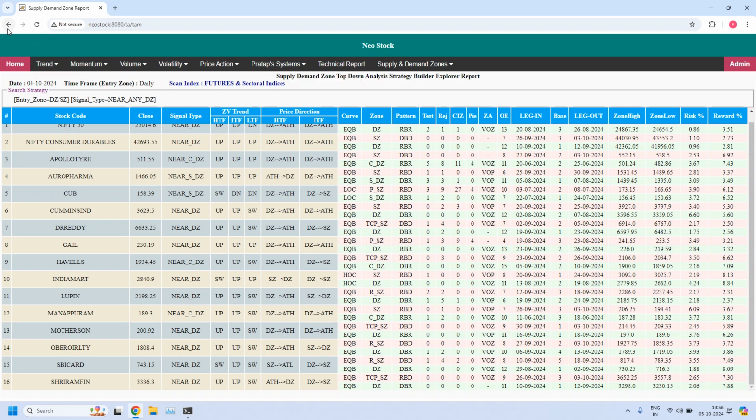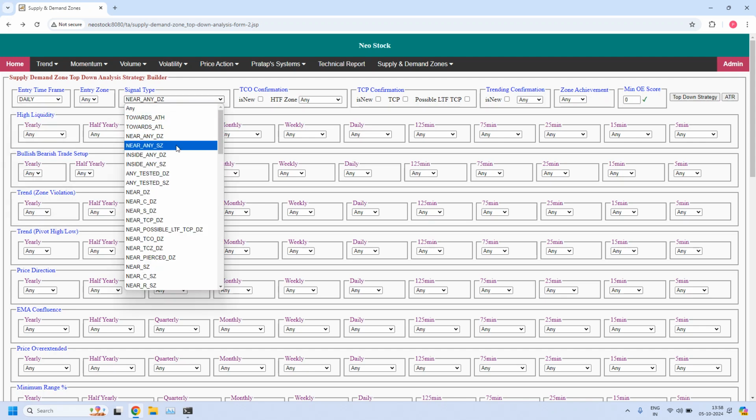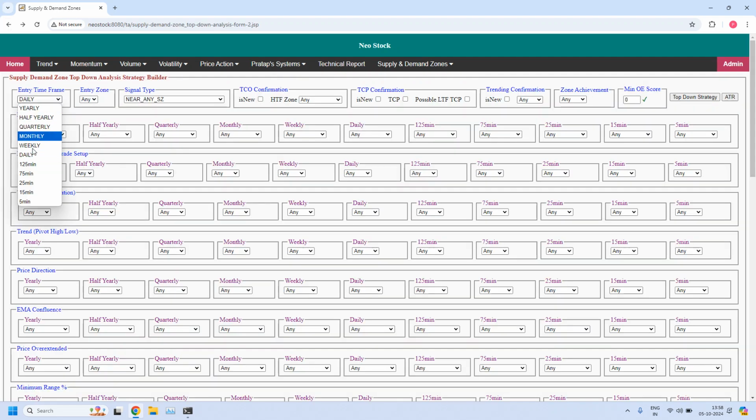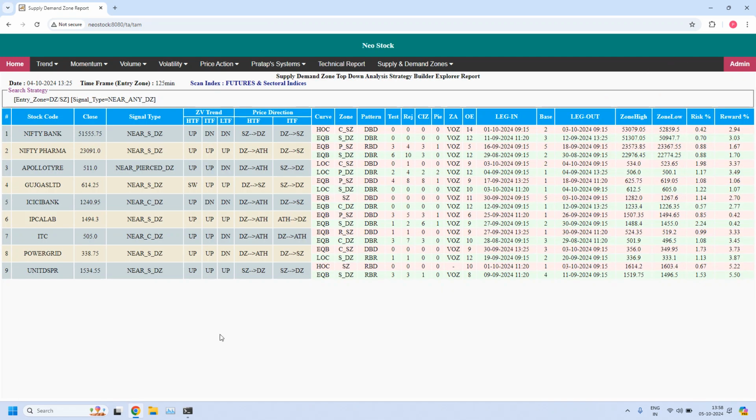Okay, next report for the daily time frame. Let us find the stocks near the daily supply zone. So no stocks are filtered near the daily supply zones. Okay, next time frame is 125 minutes. So let us find the stocks near the 125 minutes demand zone. So total 9 stocks are filtered.